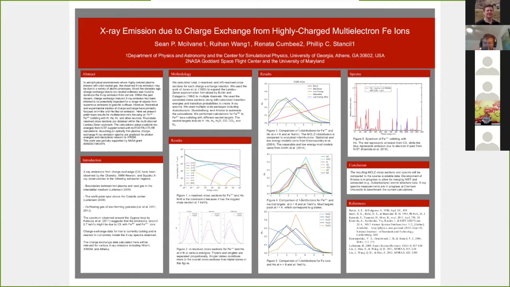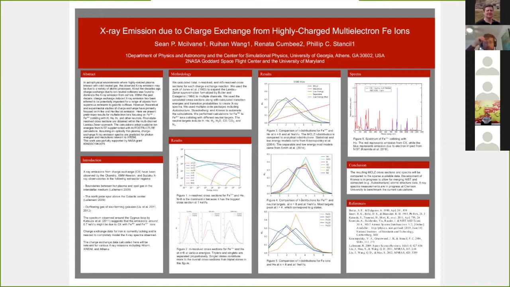Now for our results, figure 1 shows the N-resolved cross section for Fe17+ and helium. We declare N equals 8 as the dominant N level because it has the biggest contribution to the cross section at 1 keV, and we'll be using that in our following figures.